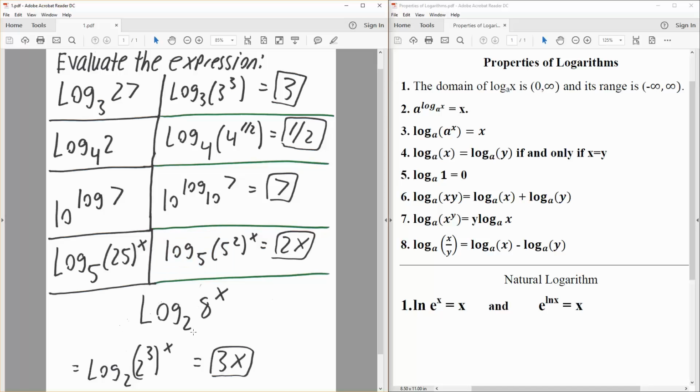Last one, log base 2 of 8 raised to x. Instead of saying 8, we could say 2 cubed, raised to x, like this. And similar to rule number 3, log base a of a raised to x, this part right here would cancel, and we would have 3 times x. So the final answer is 3x. And that's all we need to do for these problems.